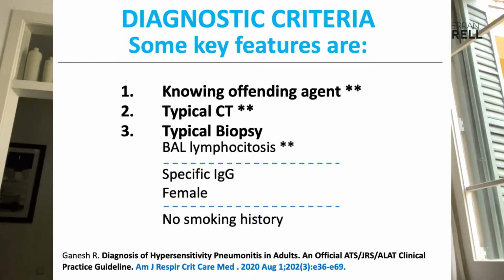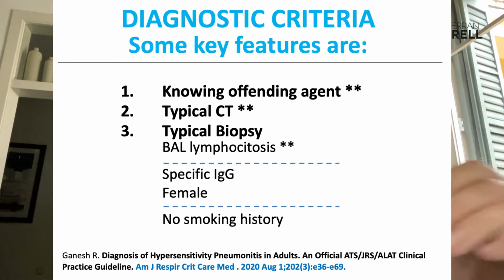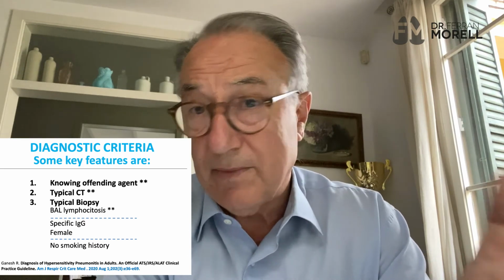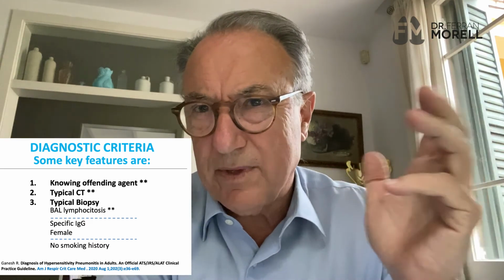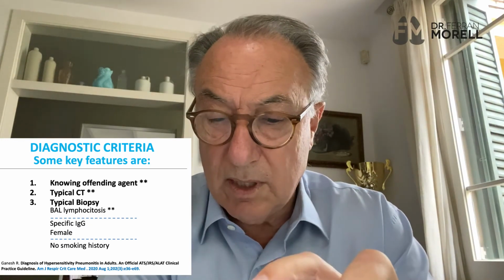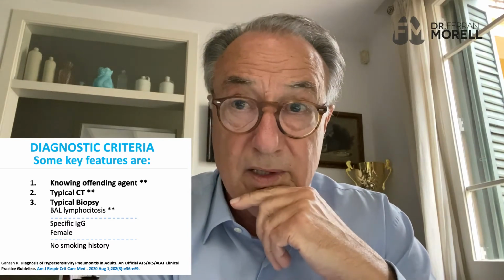Well, the diagnostic criteria in these guidelines is based mostly on three points. Knowing the affecting agent, this is an important criterion to diagnose hypersensitivity pneumonitis, a typical CT, and a typical biopsy. But we say we don't want to make a biopsy if it's possible. No? Open lung biopsy, cryobiopsy we made. And the third tripod is BAL lymphocytes.